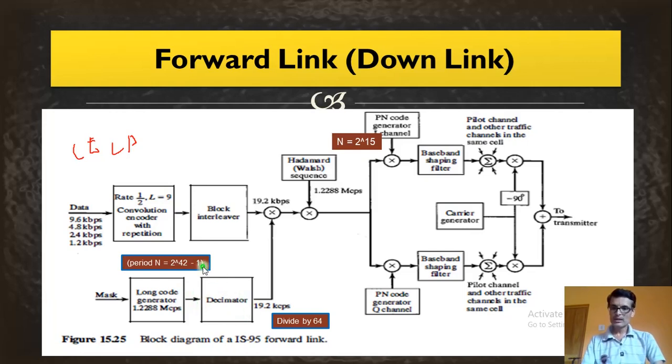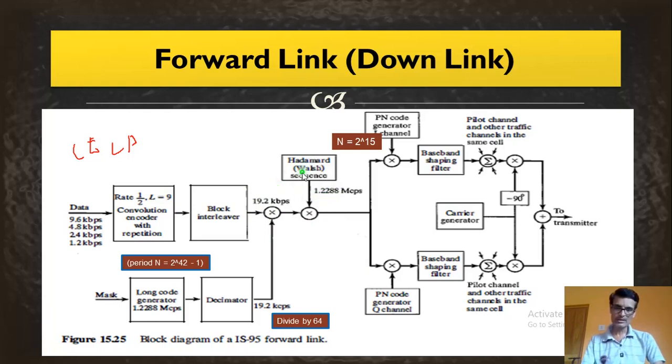The function of the decimator is to convert this 1.2288 mega chips per second into 19.2 kilo chips per second. So it is divided by 64 here. In the decimator, it is decimated by 64, and the bit rate now matches. Both are multiplied. It's randomized here, scrambled, you can say. Then it is given to another multiplier, where the bit rate is around 1.2288 mega chips per second.